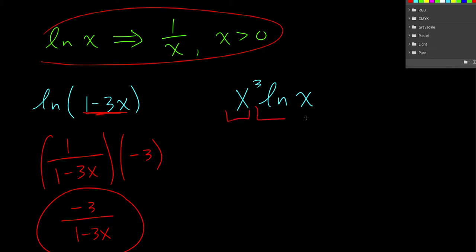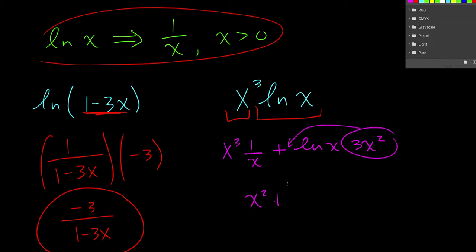Over here, we have two functions, so we're going to do the product rule. So we write down the first function just as is, then we take the derivative of the second function, and we add that to the second function times the derivative of the first function. Okay, with a little simplification, x cubed divided by x is going to be x squared, and then I'm just going to pull this out in front and do 3x squared natural log x.